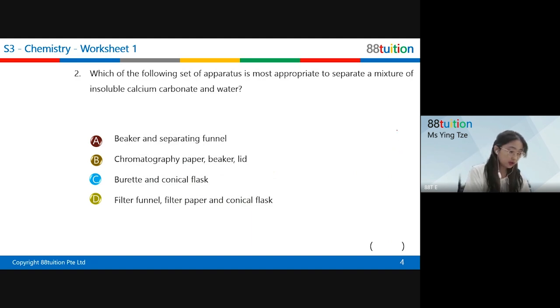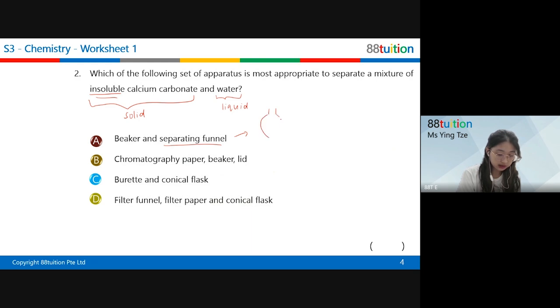Okay, so the question is, which of the following set of apparatus is most appropriate to separate a mixture of insoluble calcium carbonate and water? The key word here is that the calcium carbonate is insoluble, right? So this one is a solid and water is a liquid. To separate a mixture of solid and liquid, what can we use? If we look at A, separating funnel. If you have seen it before, it actually looks something like this, right? With a tap here.